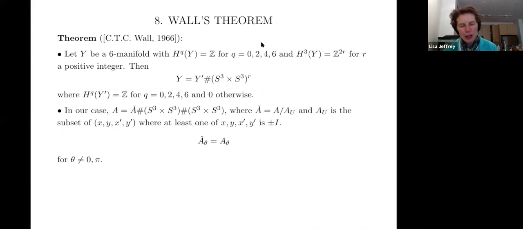And Wall's theorem asserts that, in fact, such a manifold Y prime does exist, provided that the cohomology is of this form. So it's just interesting to observe that our manifold is of this form. We can write A is equal to A caret connected sum with 2 copies of S^3 cross S^3. And A caret is the space where you take the quotient of A by the subset where at least one of the elements is in the center of the group.